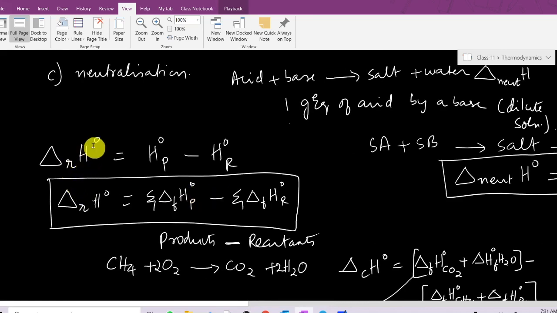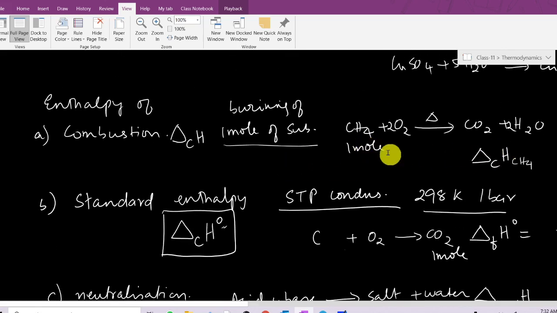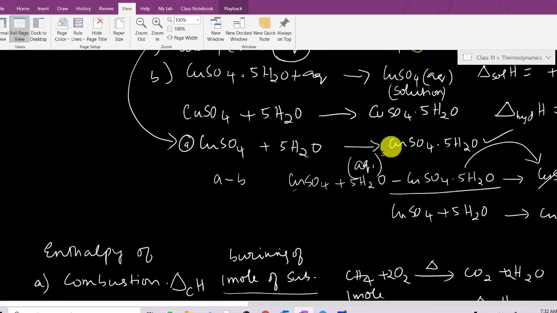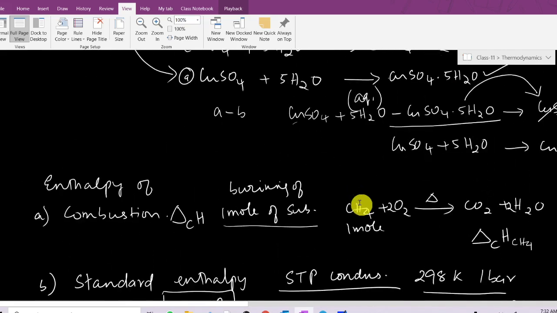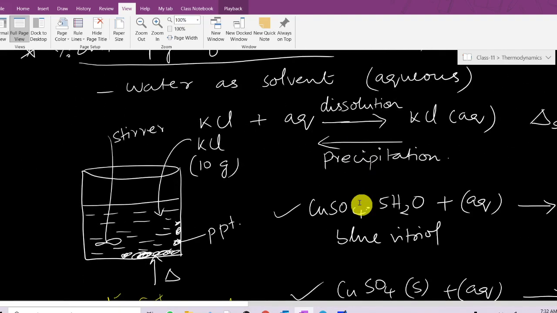Again, delta H naught, the standard enthalpy change, is given by product minus reactant: standard enthalpy of product minus standard enthalpy of reactant. Now, in all these reactions we saw there are two products. In some reactions there will be only one product, in some there will be two products or three products like that.